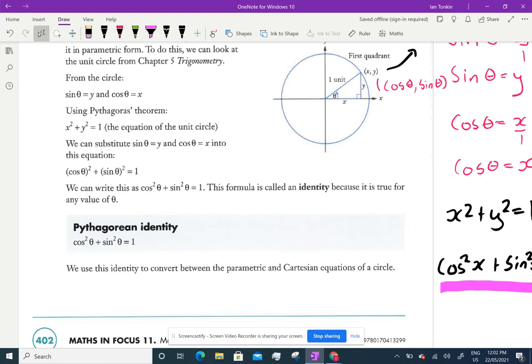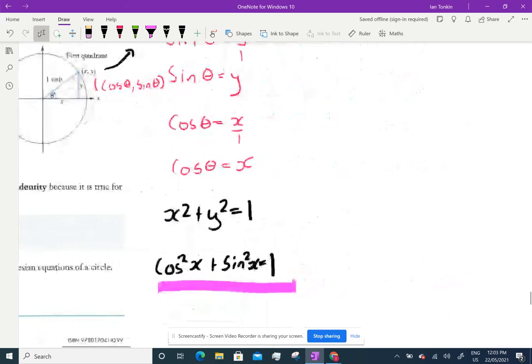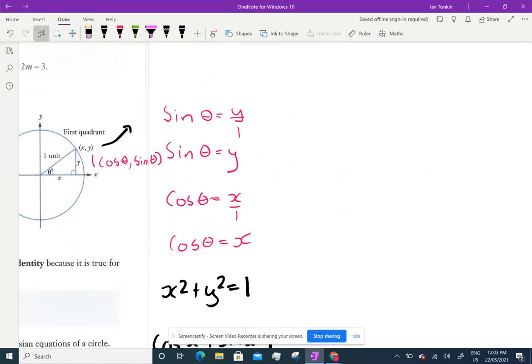Let's go and, what happens if it's not 1? Imagine if this was r. Well, I'm not going to go through the proof, but it makes it pretty easy. We'll do x first, I'll do y because it's here. Y becomes r sine theta, so whatever the length of the radius is, and x becomes r cos theta.